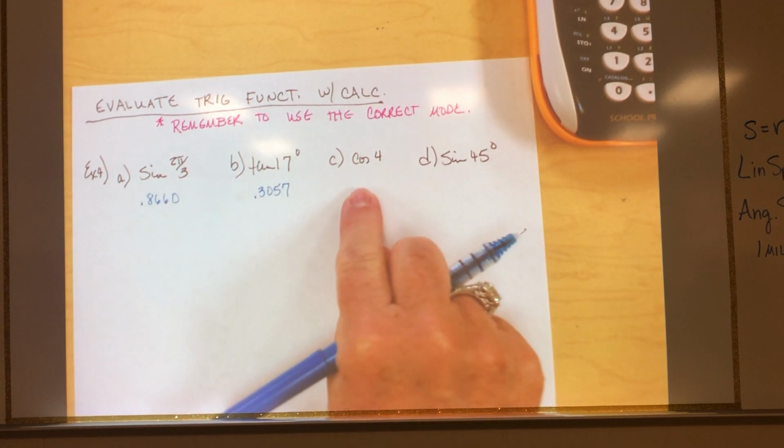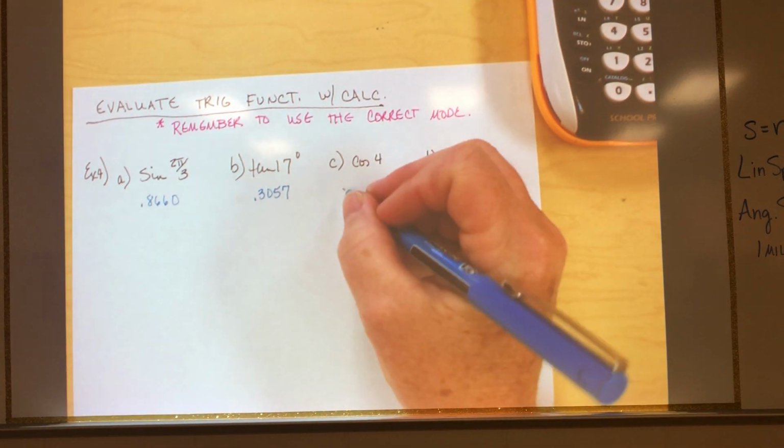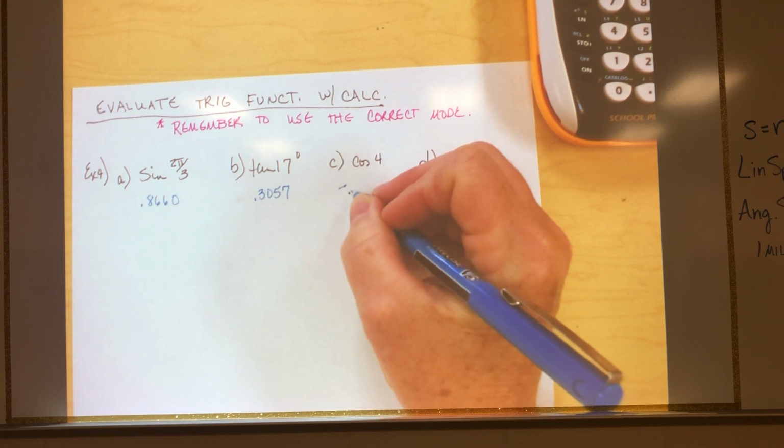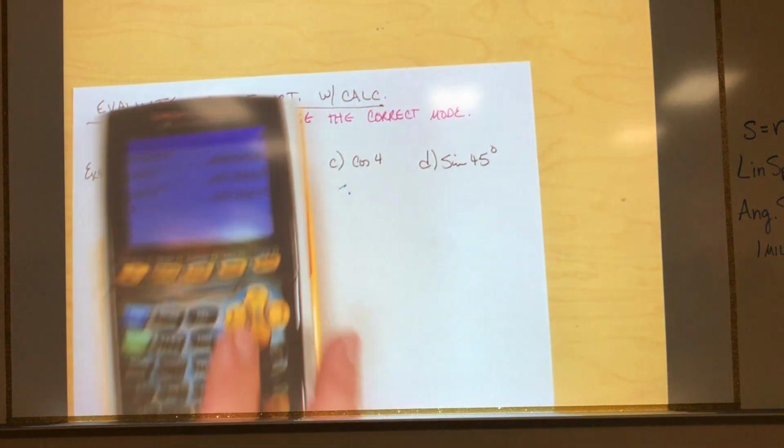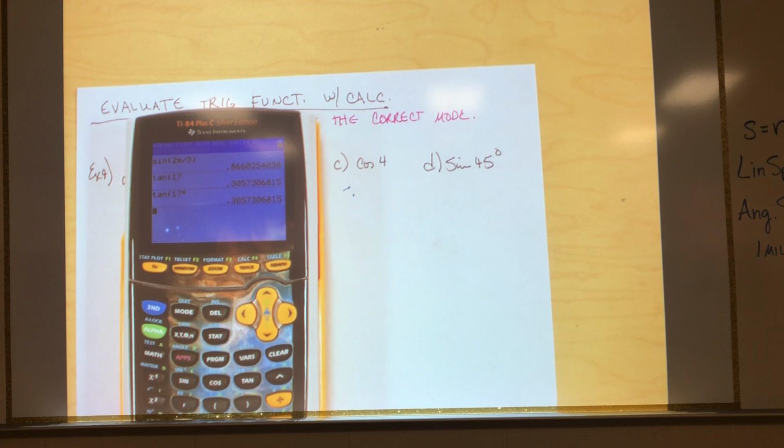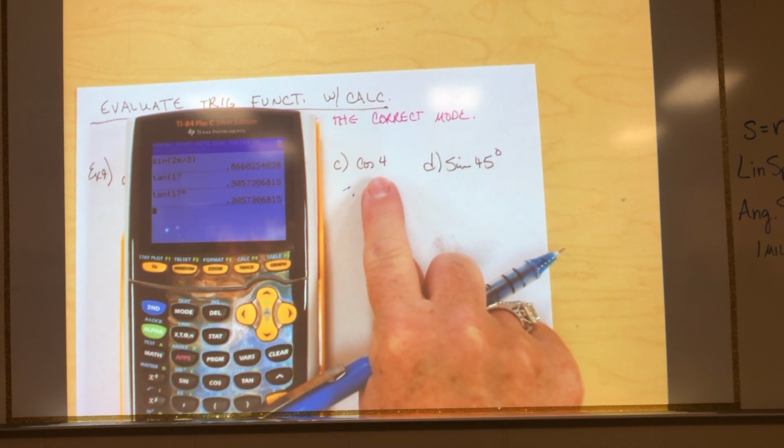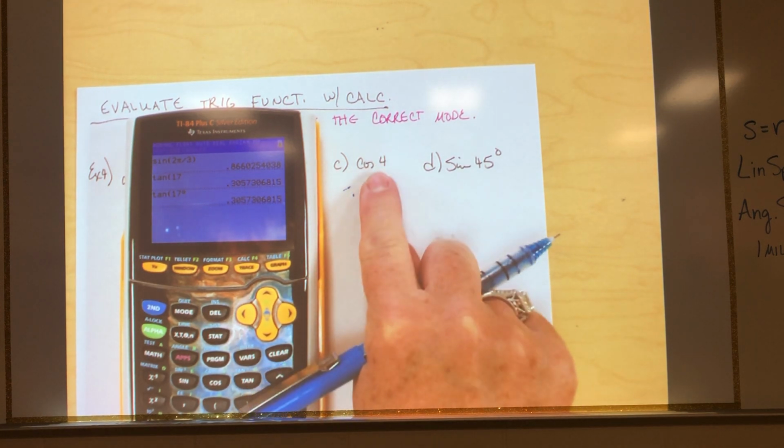All right, so tell me what you got for this first one. 0.99756. All right, what mode should I be in? That was radians. How do I know this is radians? It doesn't have a degree sign.